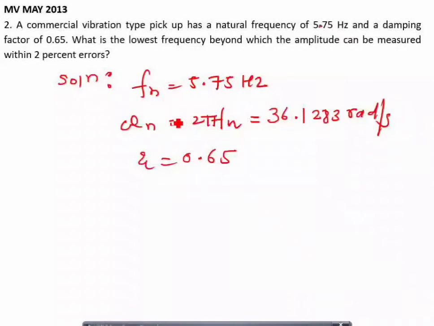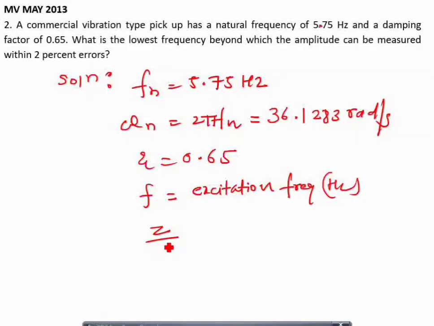What is the lowest frequency beyond which the amplitude can be measured within 2% error? So they have asked you to calculate the frequency. Means what, you have to calculate f, that is nothing but the excitation frequency in hertz, such that the amplitude can be measured within 2% error. This means that the ratio of recorded motion upon exciting motion, or the ratio of steady state relative amplitude to the amplitude of a vibrating body, is equal to plus minus 2%.